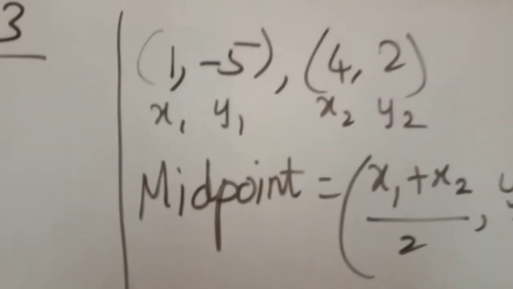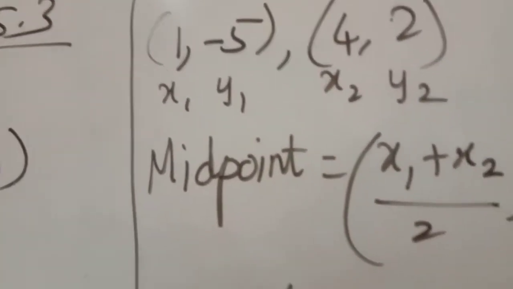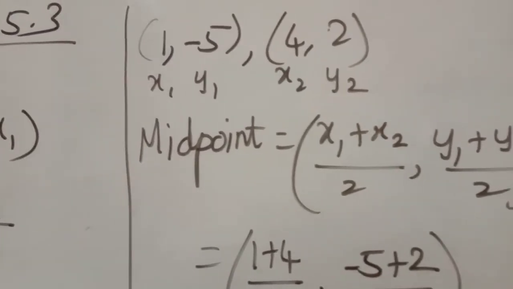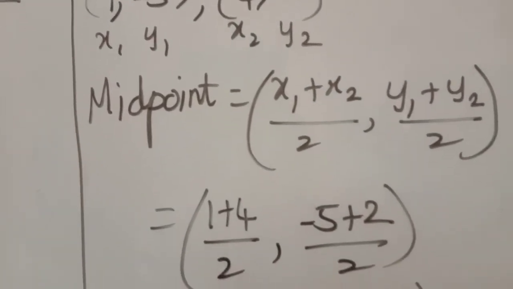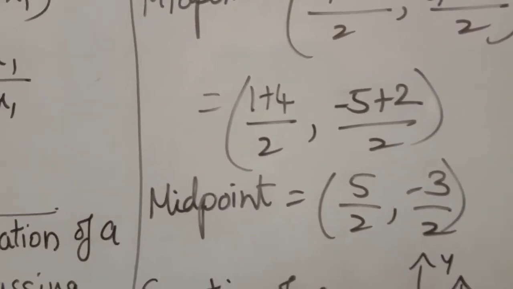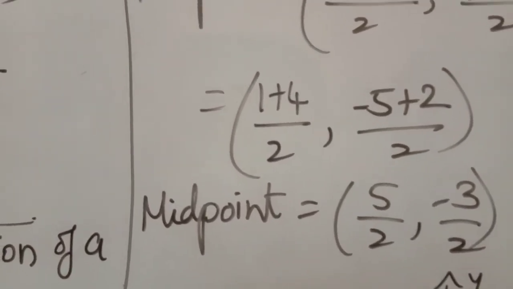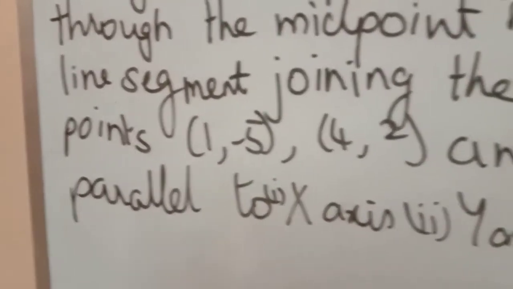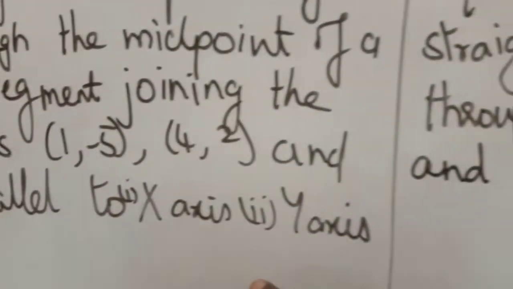So (1, minus 5), (4, 2), midpoint formula x1 plus x2 by 2, y1 plus y2 by 2. So 1 plus 4 by 2, minus 5 plus 2 by 2, that is 5 by 2, minus 3 by 2. This is the midpoint. Now we want to find the equation of a straight line which is passing through this point and parallel to x-axis. Parallel to x-axis, second subdivision parallel to y-axis.